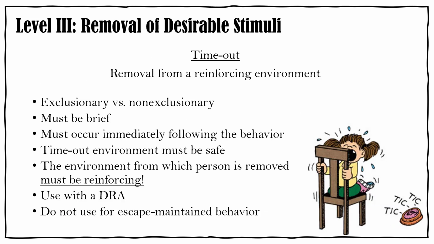All right, another strategy of level 3 is timeout. So timeout, you're removing somebody from a reinforcing environment for a short period of time. And there are two different types of timeout, exclusionary and non-exclusionary. So exclusionary, you actually exclude them from the activity. You can put them in a separate room, but you don't have to.